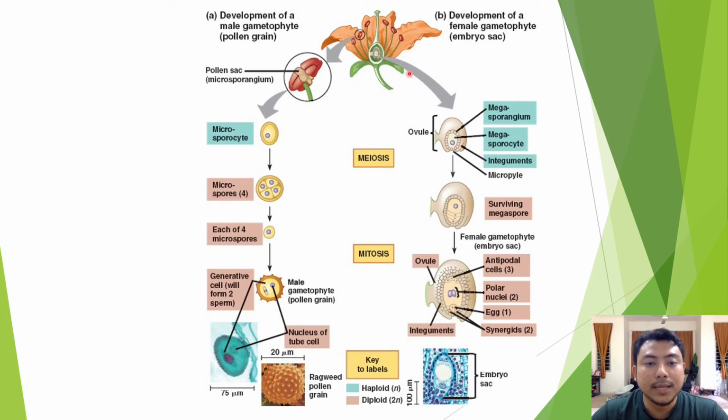So this diagram gives you a summary side by side of the male part development and the female part development. This one is for the male part, how it produces the pollen grain, and for the female part, how it reaches to produce the egg. So that's what is most important.